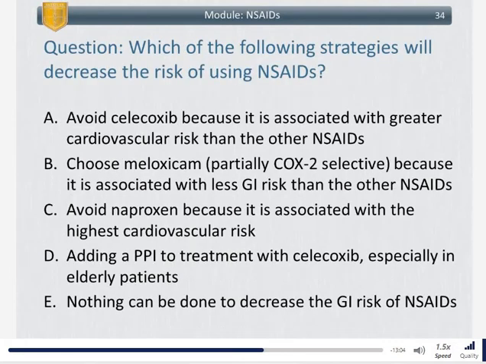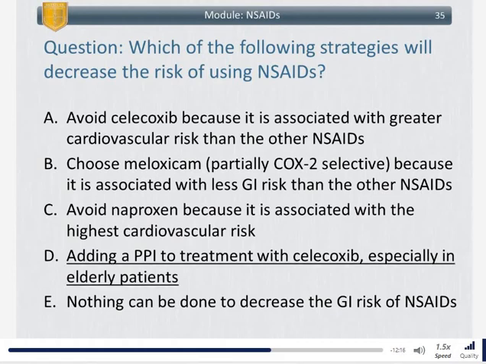Question: which of the following strategies will decrease the risk of using anti-inflammatories? A, celecoxib because it's associated with greater cardiovascular risk than other NSAIDs. B, use meloxicam, a partial COX-2 selective drug, because it is associated with less GI risk. C, avoid naproxen because it's associated with the highest cardiovascular risk. D, add a PPI, proton pump inhibitor, to treatment with celecoxib, especially in elderly patients. E, nothing can be done to decrease the GI risk of NSAIDs.